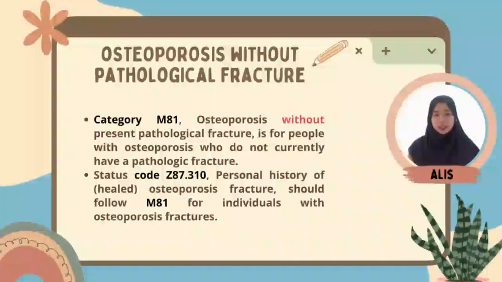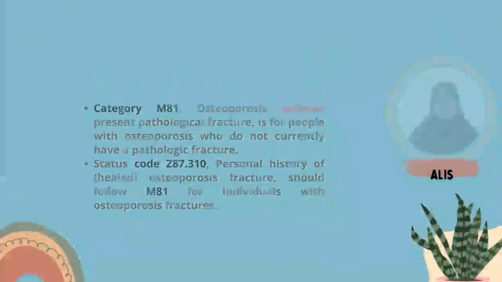Osteoporosis without pathological fracture. Category M81 is for people with osteoporosis who do not currently have a pathological fracture. Status code Z87.310 is for personal history of osteoporosis fracture. It should follow M81 for an individual with a history of osteoporosis fracture.